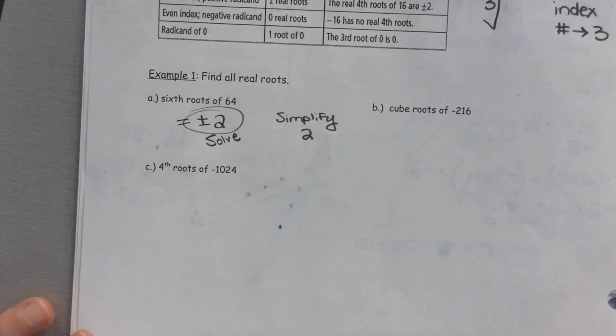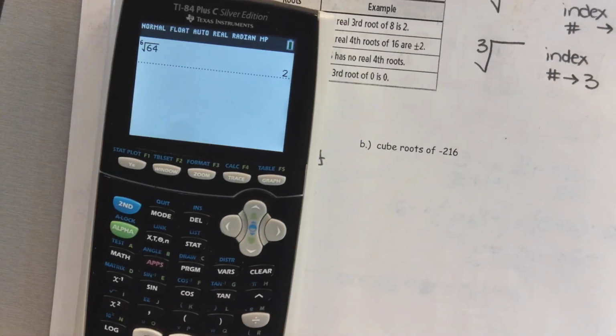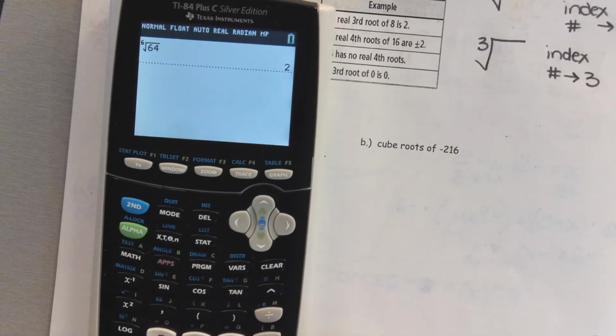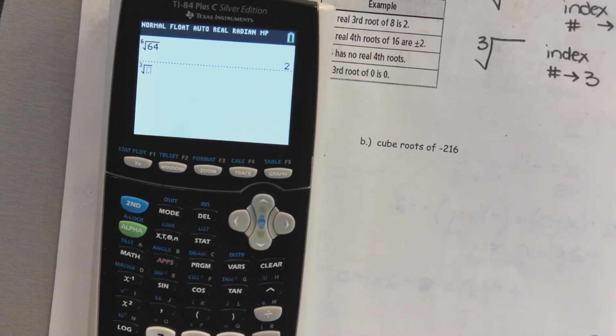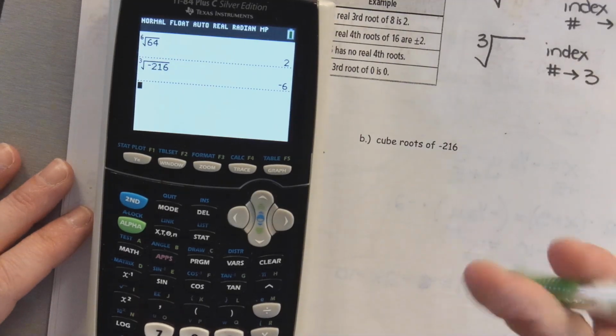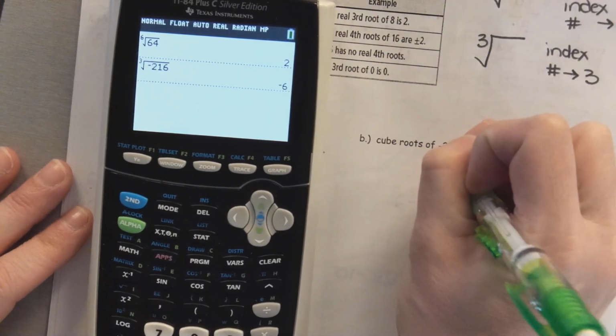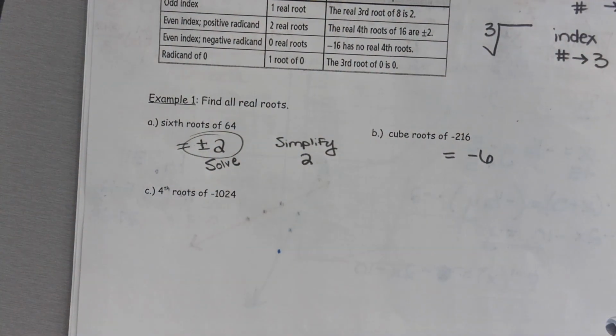Okay. Cube root of negative 216. I'm going to do the cube root the same way I did the 6th root. So I'm going to type in 3, press math, go to option 5, and type in negative 216. And I get negative 6. Again, if it is a cube root, you're only going to get one solution. There's no plus minus. So whether it was asking me to simplify or solve, it would be the same answer for this one.